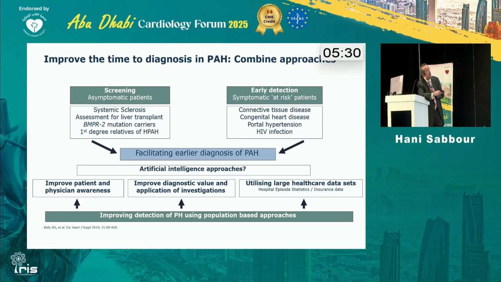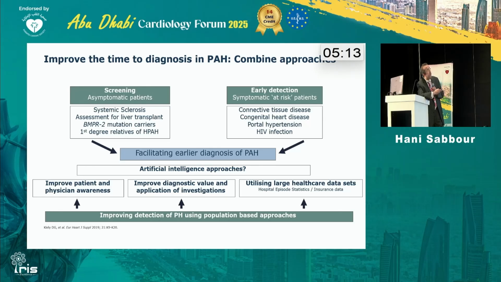I get a referral from the rheumatologist, connective tissue disease. Almost 30% of people have pulmonary hypertension if you have a rheumatological condition. It doesn't matter if it's rheumatoid, scleroderma, lupus, or mixed. This is a very high-risk group. HIV patients, 20% of those have pulmonary hypertension.